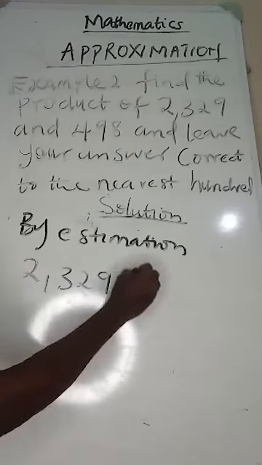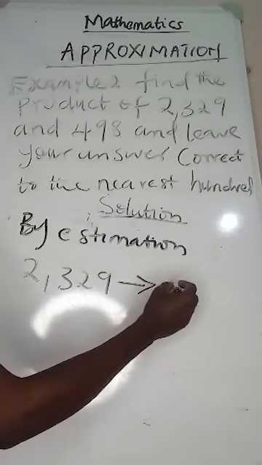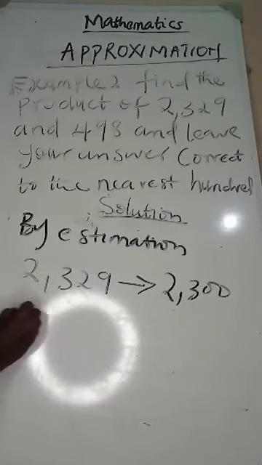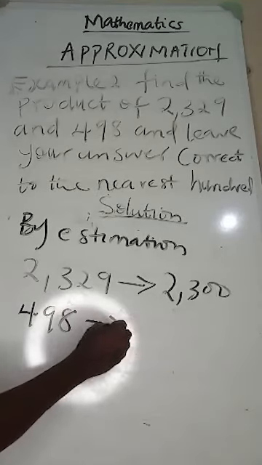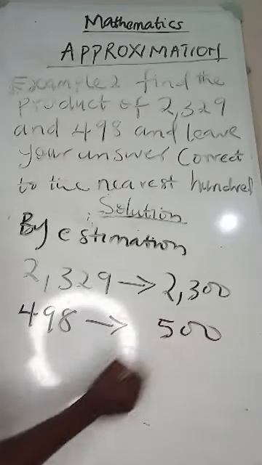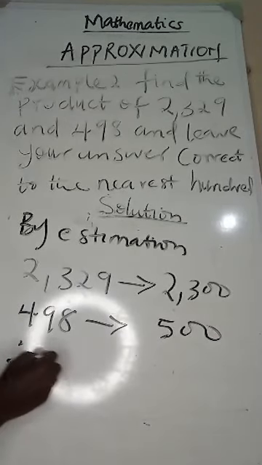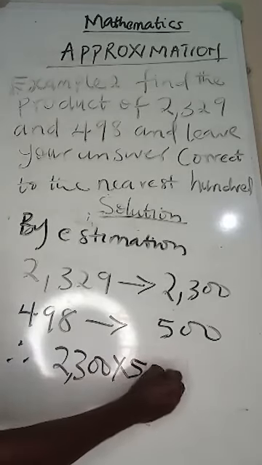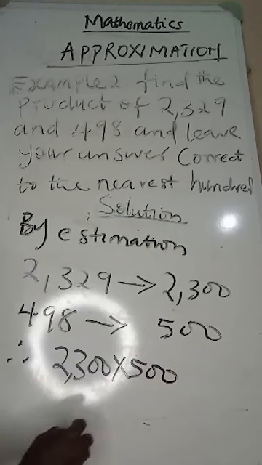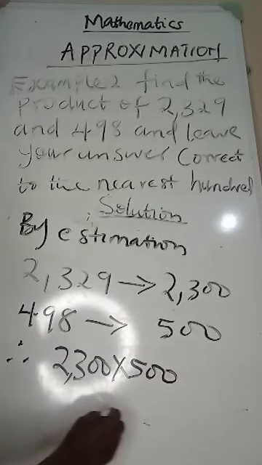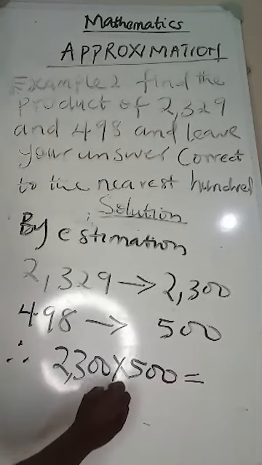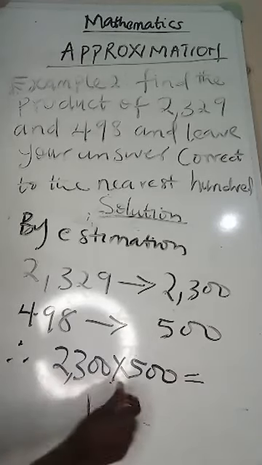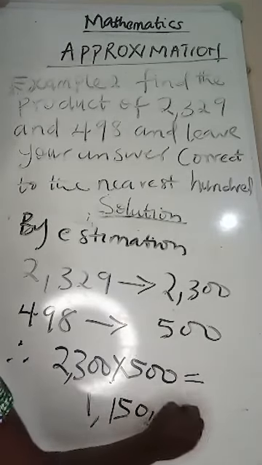Now, we want to solve the above question by estimation. 2,329 by estimation gives us 2,300, and 498 by estimation gives us 500. Therefore, 2,300 times 500 gives us 1,150,000.